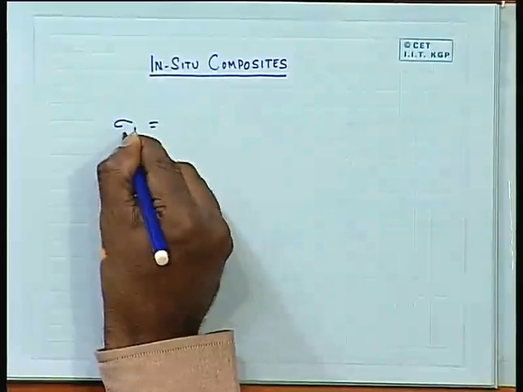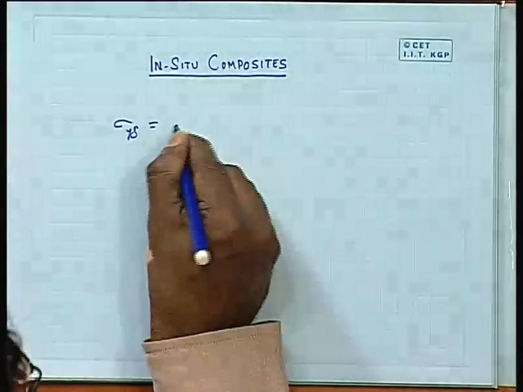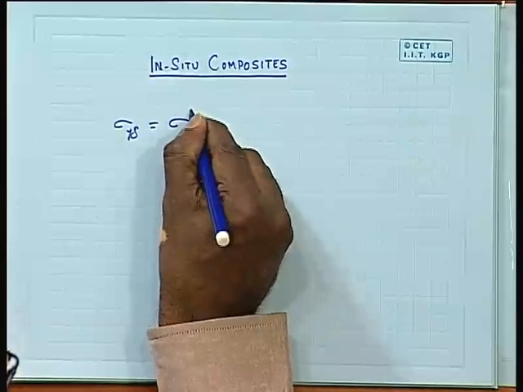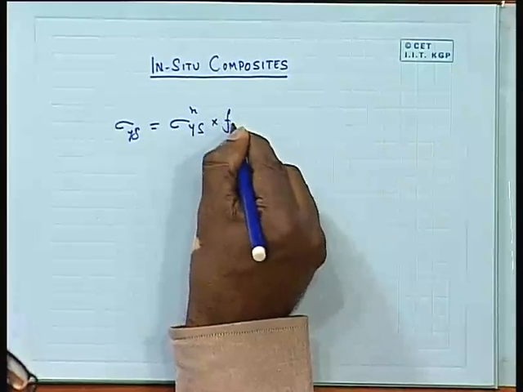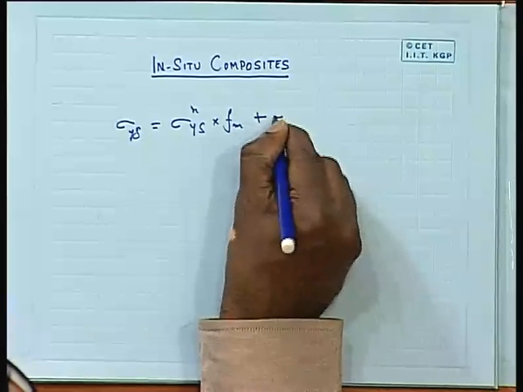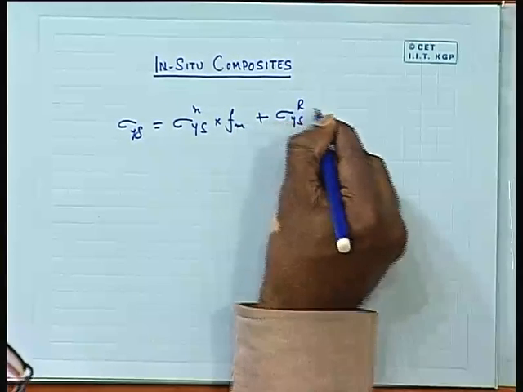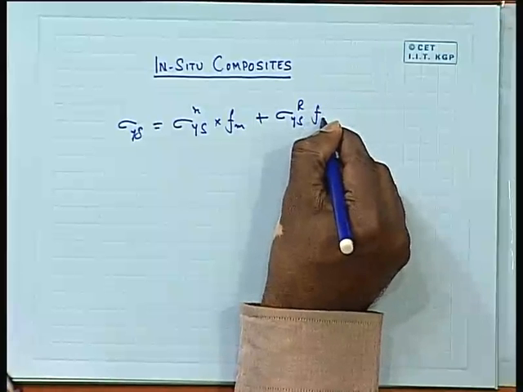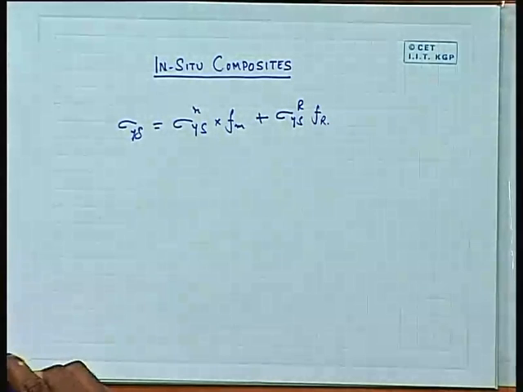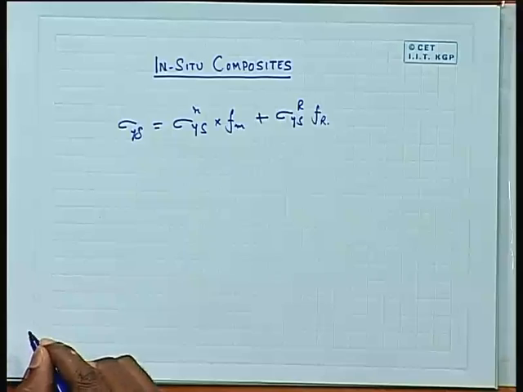Usually whenever we add a reinforcement to the matrix, we expect the strength to increase, and we usually use a formula something like this: sigma yield stress of the composite is given by sigma yield stress of the matrix multiplied by the volume fraction of the matrix, plus sigma yield stress of the reinforcement multiplied by the volume fraction of the reinforcement. This is what is called the rule of mixtures, which is not valid in all cases.